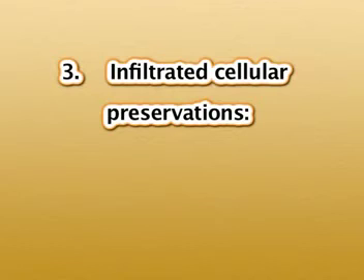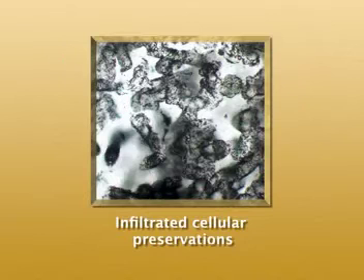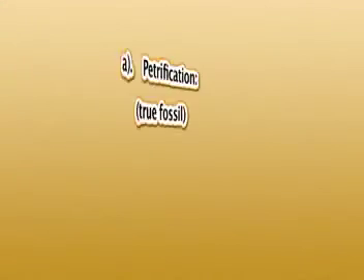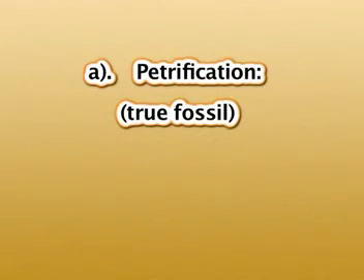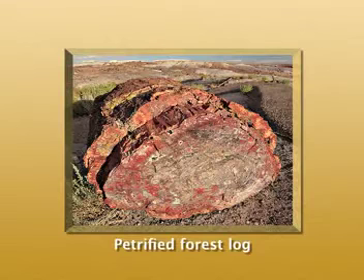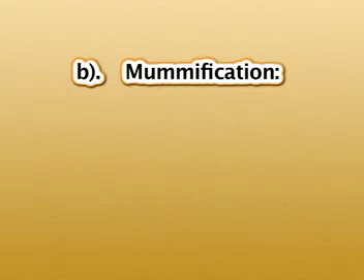Infiltrated cellular preservations. Here, cells and tissues of the plant or plant parts are preserved. It shows internal detail of the organism. It includes following types: petrifications, also called true fossils, because in them cellular details are preserved due to replacement of organic matter particle by mineral matter. Another one is mummification.